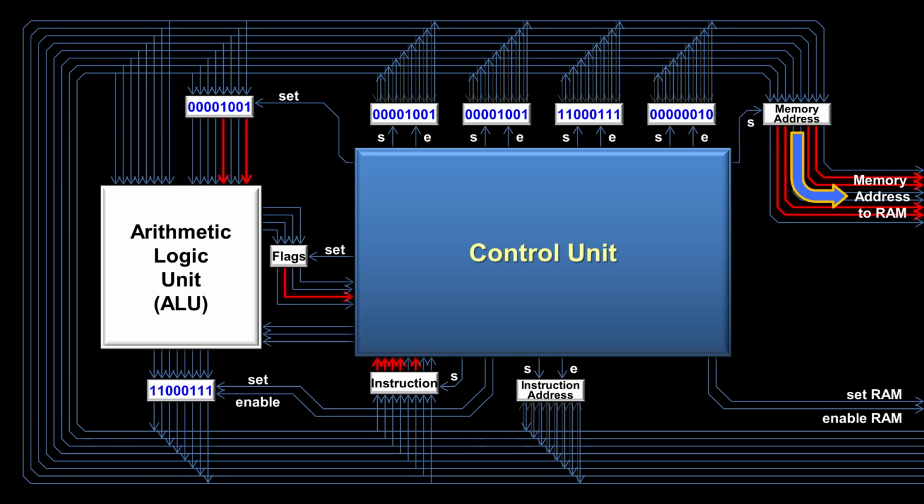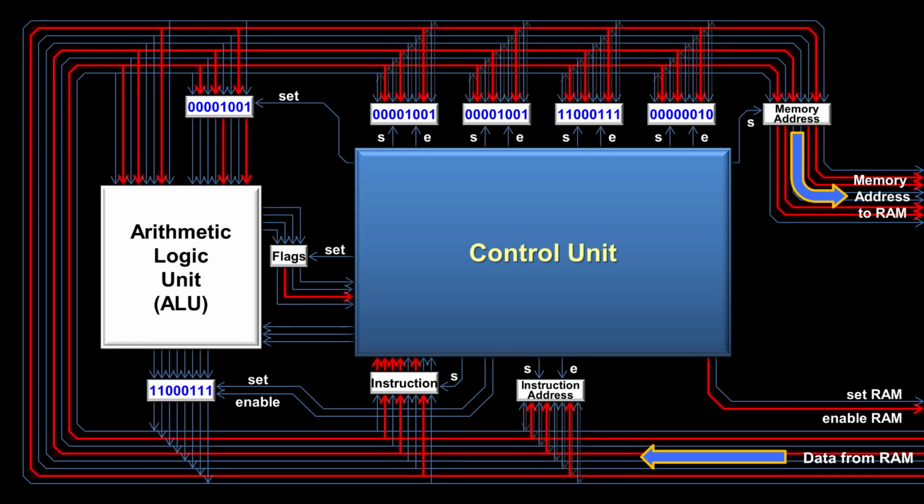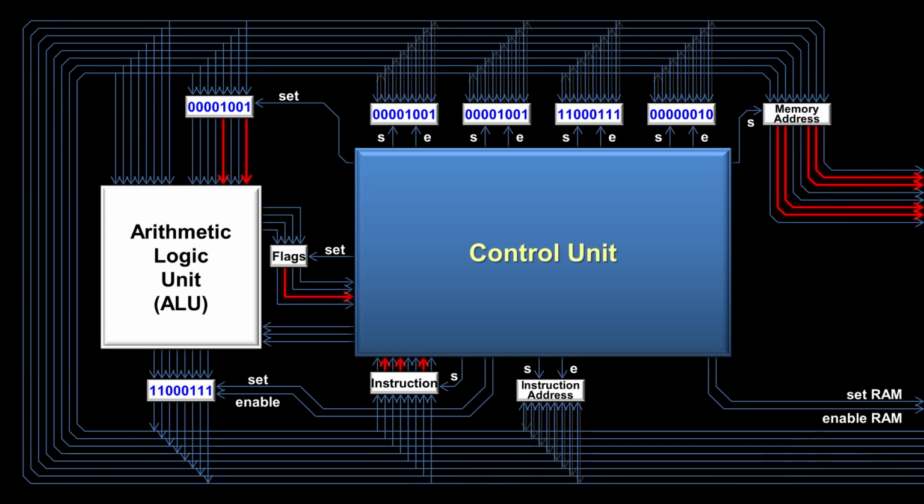The control unit then turns on the enable RAM wire, and RAM automatically sends back the data at that address, which in this case is an instruction. That instruction is then saved in the instruction register, and the control unit begins processing it. In this case, it's a jump if equal instruction, which checks to see if the equal flag is on. It does that by running one of its wires and the equal flag wire into an AND gate. If both inputs to the AND gate are on, then the output wire turns on as well. This output wire will then trigger the jump.